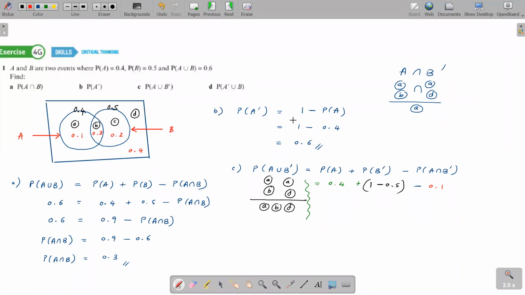Okay, so it's going to be 0.4, 1 minus 0.5 is 0.5, minus 0.1. End of the day, the answer is 0.8. All right, guys.